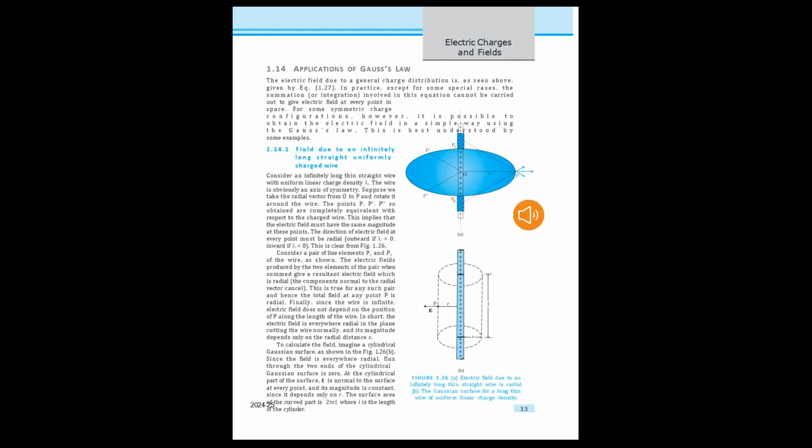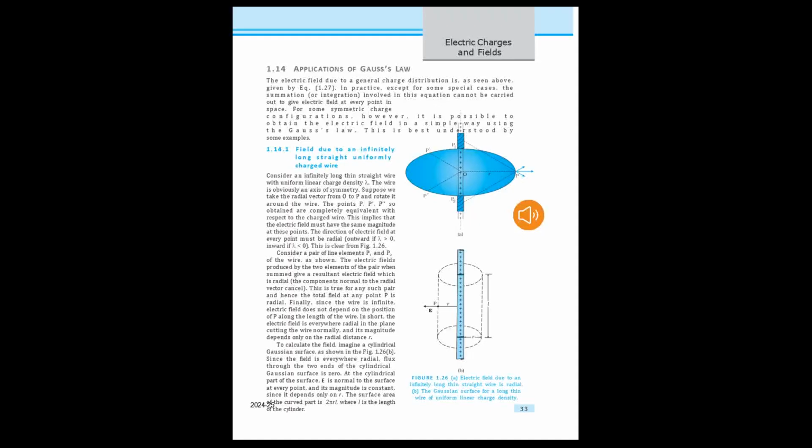First one being the field due to an infinitely long straight uniformly charged wire. For this, we consider an infinitely long thin straight wire with uniform linear charge density lambda. The wire is obviously an axis of symmetry. Suppose we take the radial vector from O to P and rotate it around the wire. The points P, P dash, P double dash so obtained are completely equivalent with respect to the charged wire. This implies that the electric field must have the same magnitude at these points. The direction of electric field at every point must be radial, outward if lambda is greater than 0 and inward if lambda is less than 0.